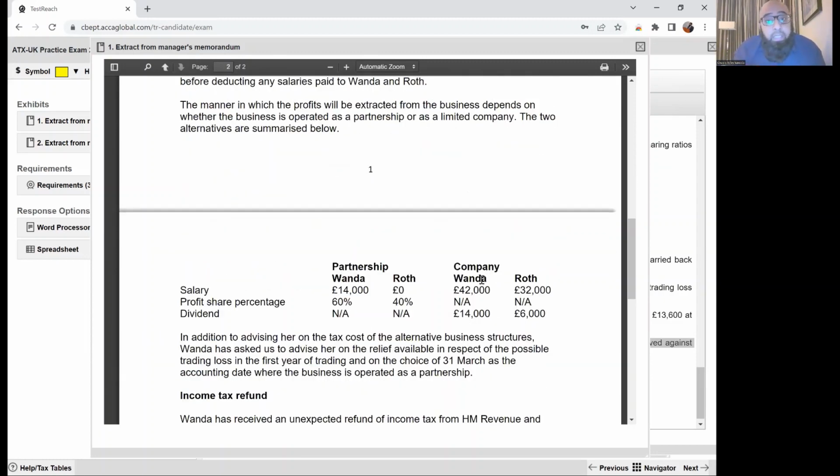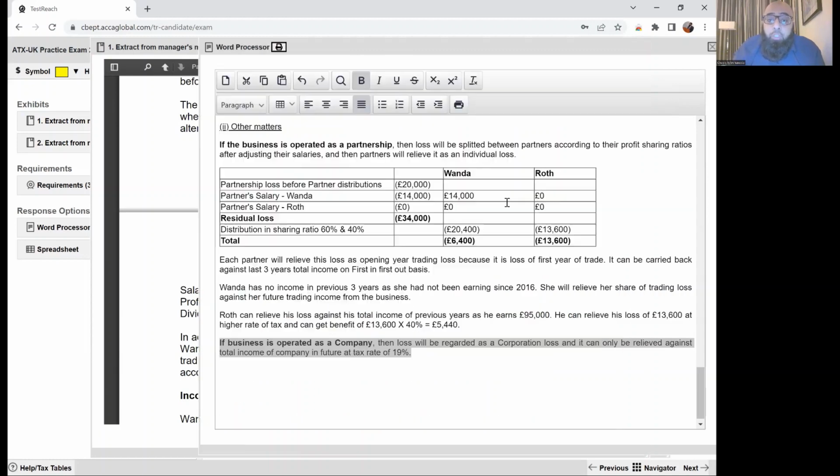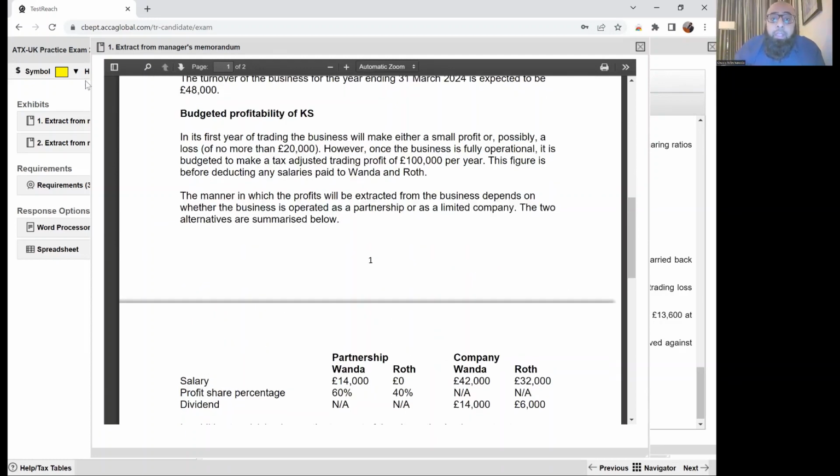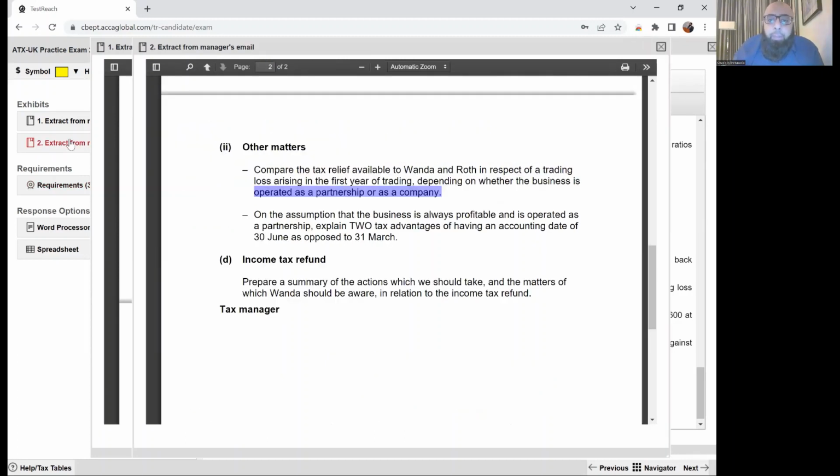You can adjust it against the company's income and relieve it at the rate of 19%. That's all. If you want, you can show the working also, because here it's not written whether this loss is before adjusting the partner's amount or not. If I adjust the partner's salary, this loss amount will obviously increase, and in case of companies, we can adjust it at a tax rate of 19%.